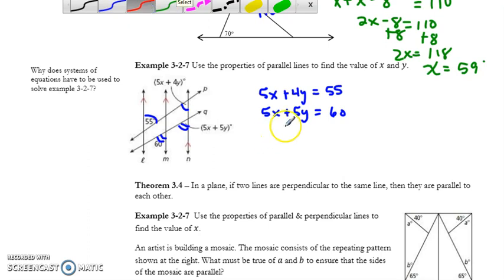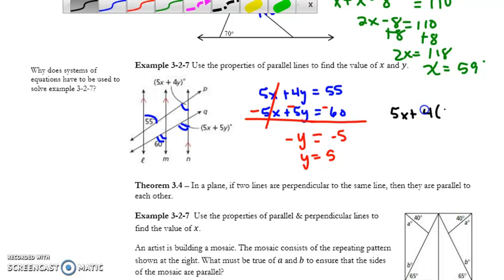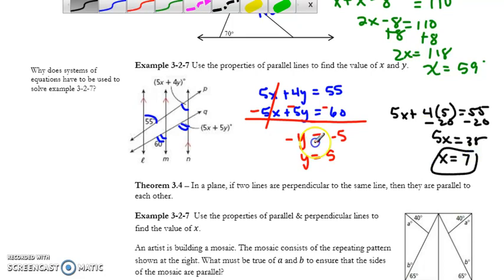So it looks like we have a system, x and y. So if we can go ahead and get something to cancel, we could solve. So let's multiply this by -1, each thing. And now we can go ahead and add vertically. -y equals -5. So y equals 5, and we could plug it back in to one of these equations, maybe the top one there, 5x plus 4 times 5 equals 55. Subtract 20. So 5x equals 35, so x equals 7, and y equals 5.